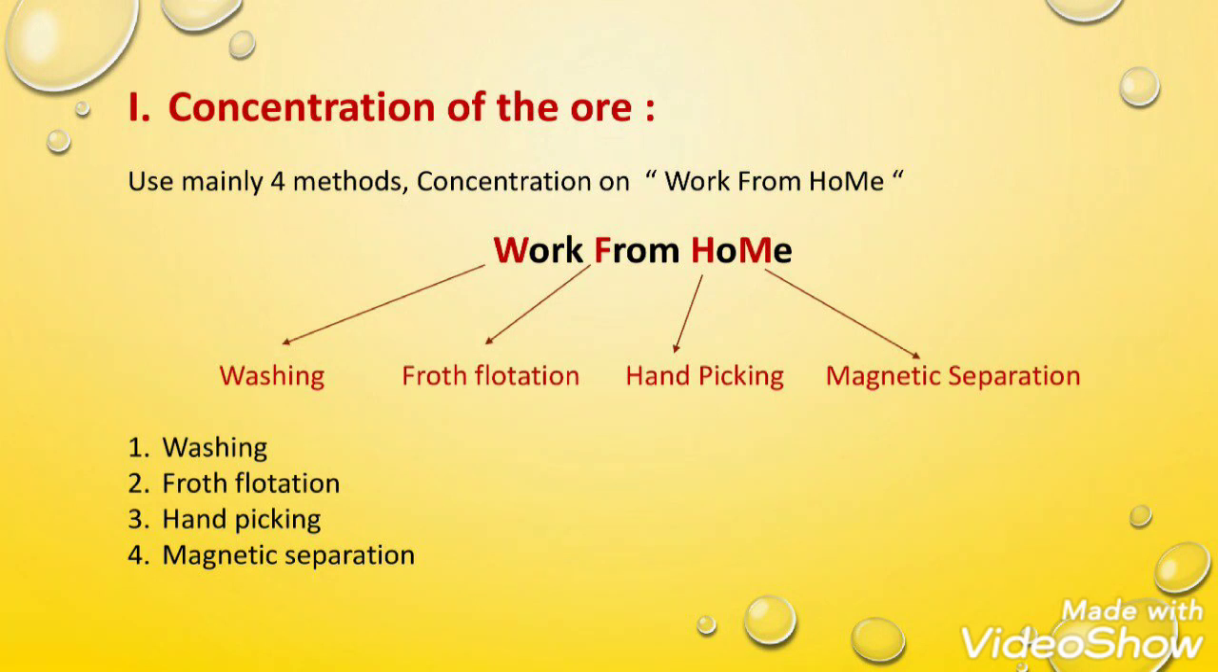In work from home, the first word is work, in that the first letter W denotes washing. F denotes froth flotation. Home, H denotes hand picking. M denotes magnetic separation. The 4 methods mainly used in concentration of the ore are washing, froth flotation, hand picking and magnetic separation.